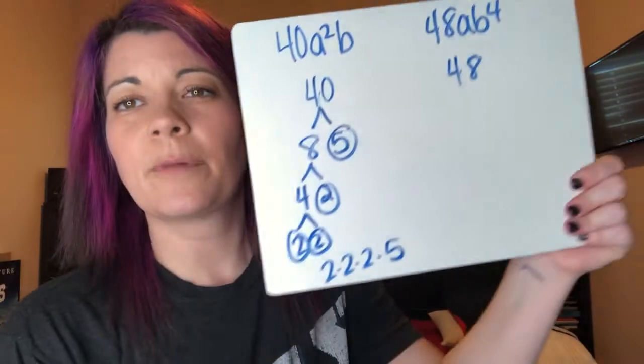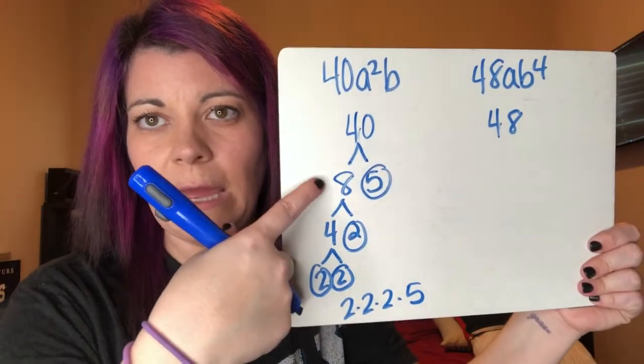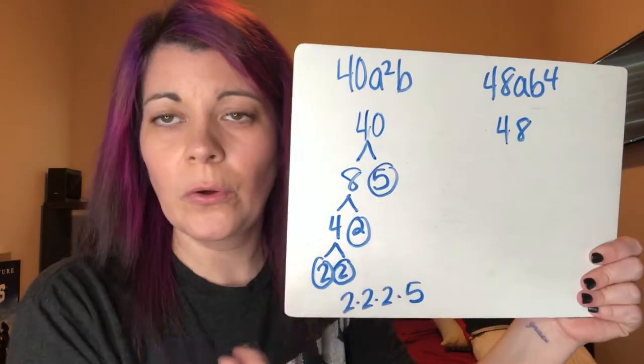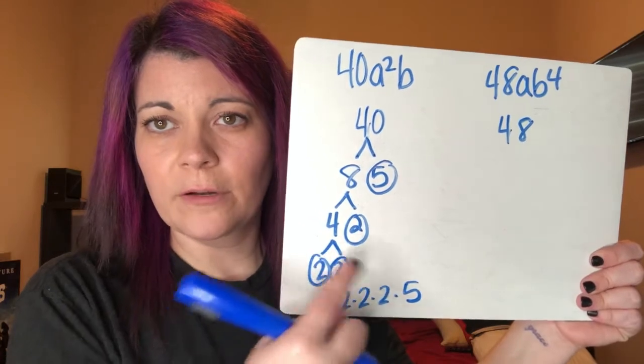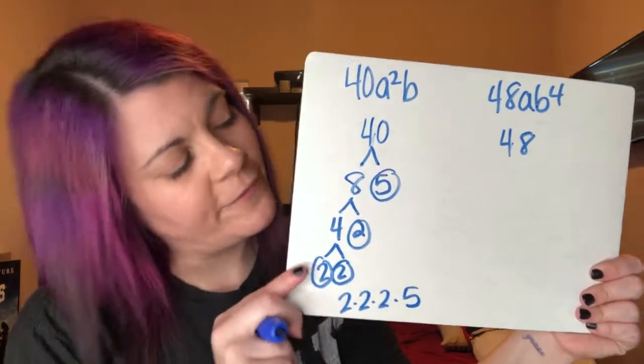So 40, I'm going to break down into 8 and 5. Then I can break down 8 again into 4 and 2, and then 2 and 2. So I have 2 times 2 times 2 times 5. Here is the prime factorization of that. If you see, I break down 8 into 4 and 2, and then I can still break down 4 into 2 and 2. So I have three 2s and one 5.